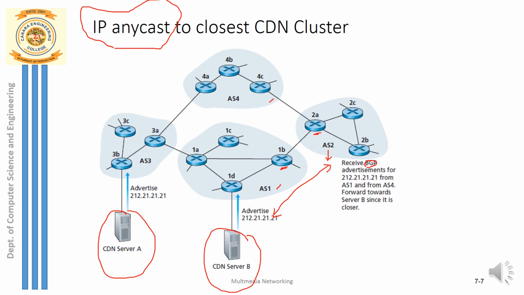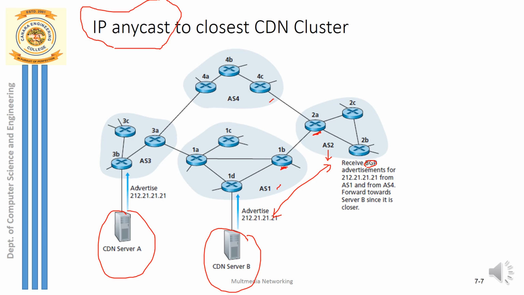BGP advertisement means that 1B will advertise all the servers, or all the subnets, attached in AS1. 1B will tell about the CDN server attached to 1D, and through the intra-AS routing protocol that reachability information reaches 1B. Through BGP, this advertisement reaches 2A. That's how 2A comes to know that CDN server B is attached to AS1, or to 1D. Similarly, AS4 through router 4C gives reachability information to 2A.